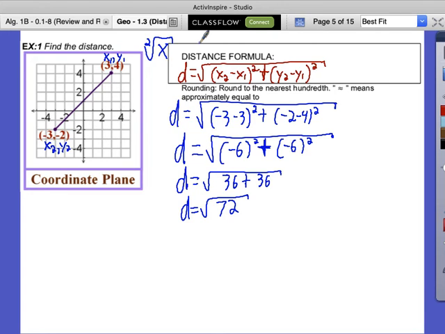Okay, so push here. Push second, and then push x squared. That got you the square root symbol, which is right above this in the same color. Then after you push the square root button, you push 72 and push enter.